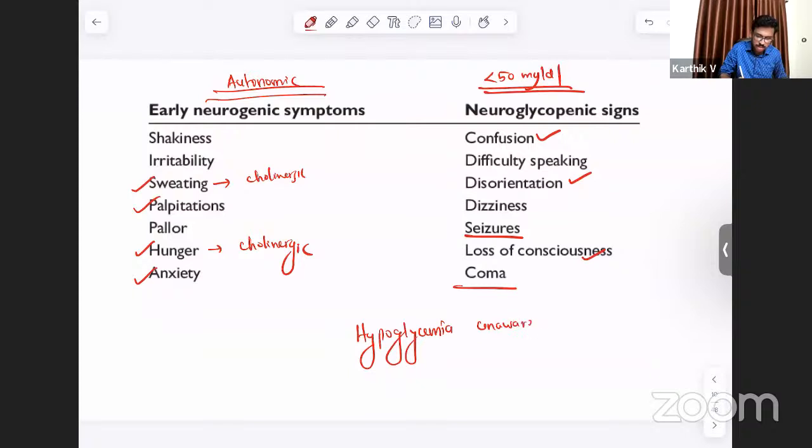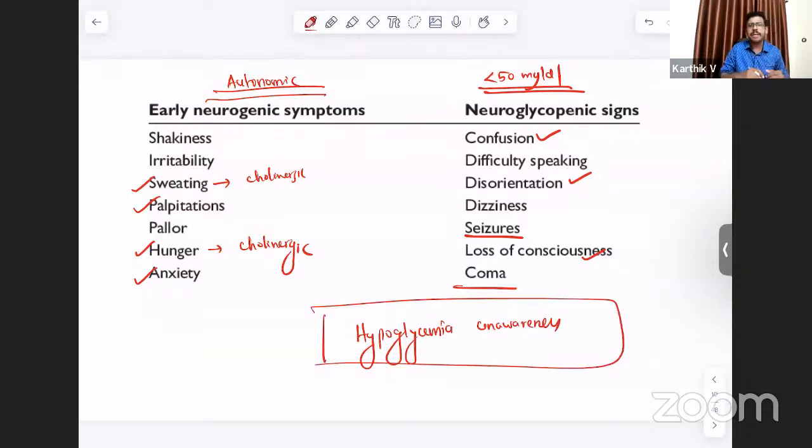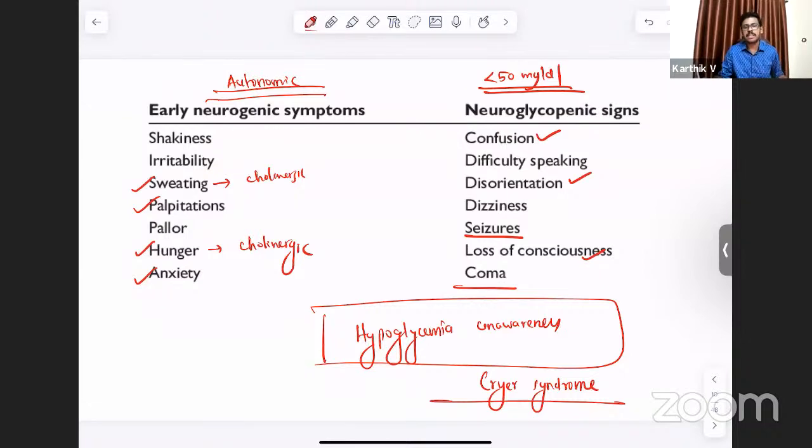Hypoglycemia unawareness occurs in patients who are getting repeated episodes of hypoglycemia, frequently happening episodes of severe hypoglycemia. This leads to blunting of the autonomic response, or downregulation of the sympathetic response, leading to the absence of autonomic symptoms. So when the patient is developing hypoglycemia, there will not be any warning sign, and the first sign would be the patient readily getting unconscious or developing neuroglycopenia. This is called hypoglycemia unawareness or Cryer syndrome, named after the scientist who first described this entity, Philip M. Cryer.